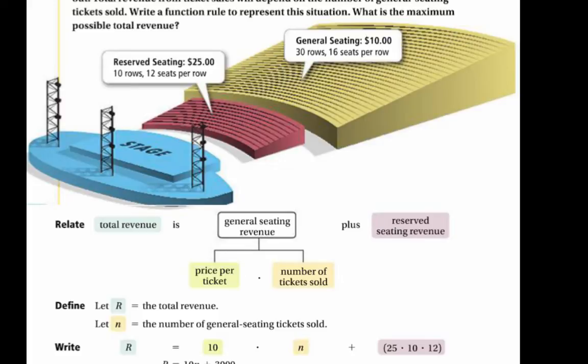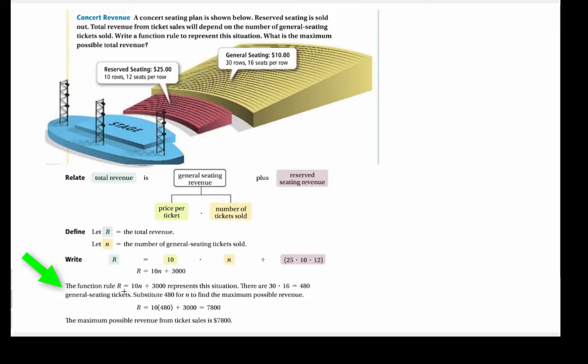So, for instance, if this place were to sell one general seating ticket, which I'm sure they probably wouldn't, but if N was 1, then their revenue would be 3,000 plus 10. So the number of general seating tickets sold times 10 plus 3,000 would be their revenue. So the function rule capital R equals 10N plus 3,000 represents the situation. There are 30 times 16 equals 480 general seating tickets. And again, that goes back up here, 30 rows of 16 seats per row.